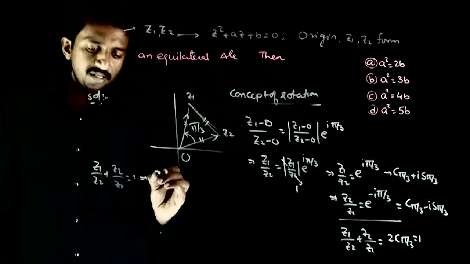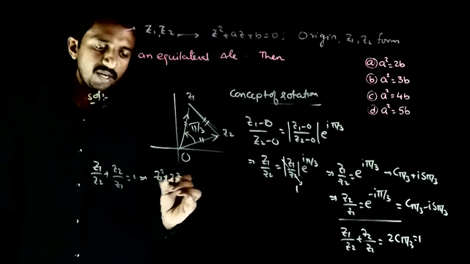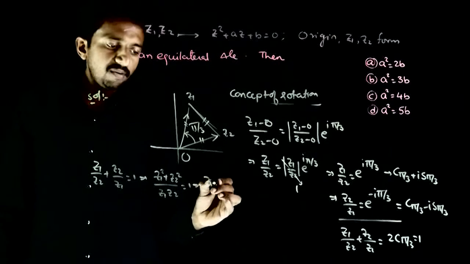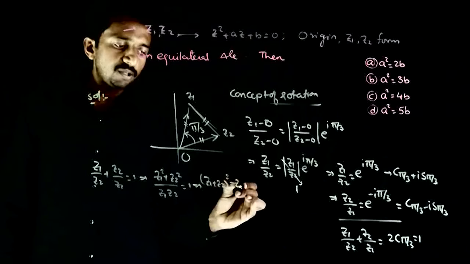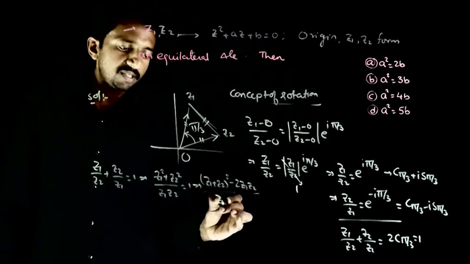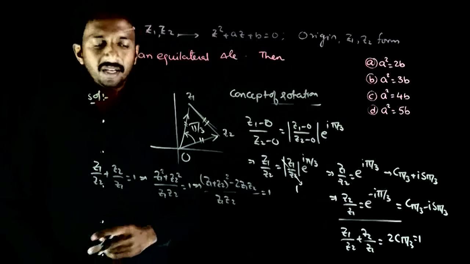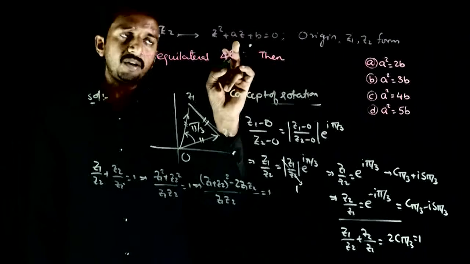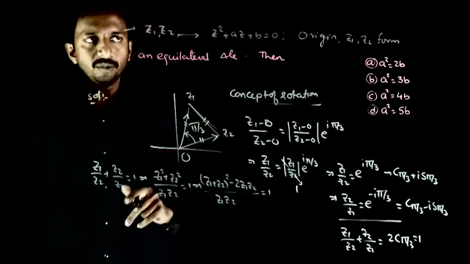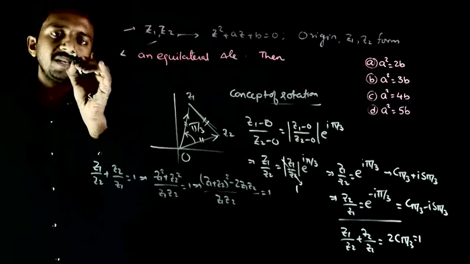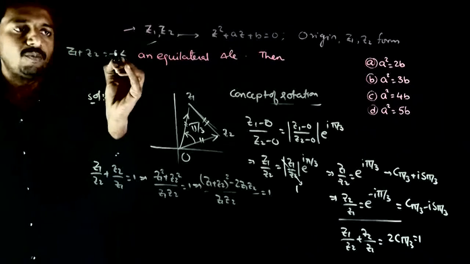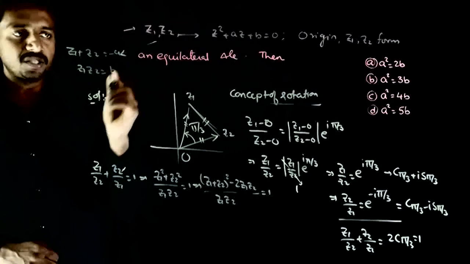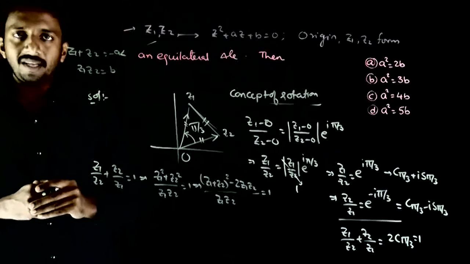This implies (z1 square plus z2 square) by z1 z2 is equal to 1. This implies ((z1 plus z2) whole square minus 2 z1 z2) by z1 z2 is equal to 1. Now z1 and z2 are the roots of this equation. So z1 plus z2 will be equal to minus a. z1 z2 will be equal to b. So यहाँ से z1 plus z2 is equal to minus a and z1 z2 is equal to b. So these are two conditions which we have from quadratic equation theory.